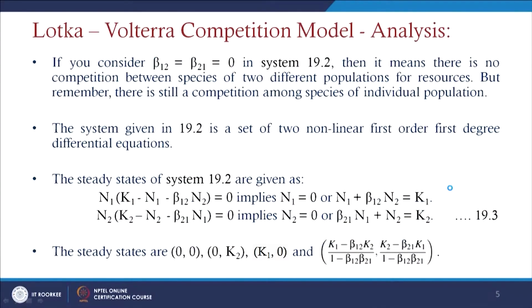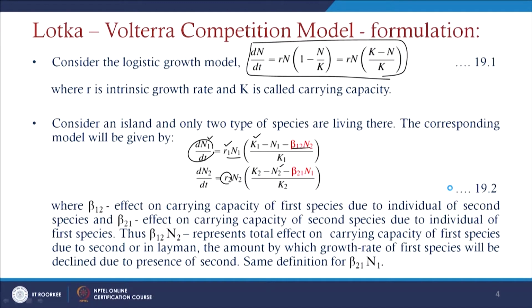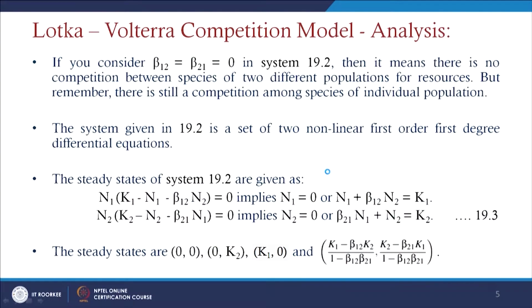And the system, if you will just see here, the equation represented in 19.2 represents two nonlinear first order first degree differential equations. If we want to go for the steady state, we can write this as n1 into (k1 minus n1 minus beta 1 2 n2) equals 0, and also n2 into (k2 minus n2 minus beta 2 1 n1) by k2 equals 0.